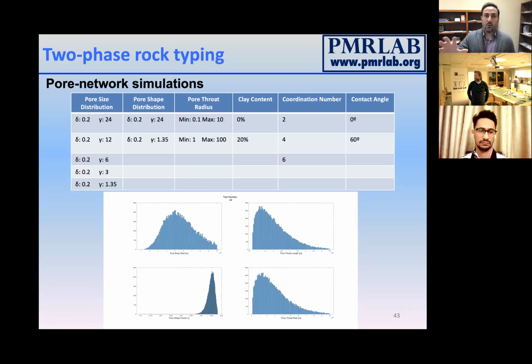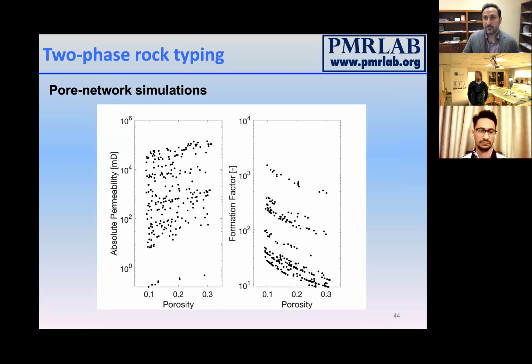But one possibility is formation factor is not affected by microscopic properties as much as permeability is. So although we have a pretty wide range and a pretty scattered plot on the left, it doesn't look as scattered as it does for the formation factor, because formation factor is not impacted by microscopic properties as much as permeability is.